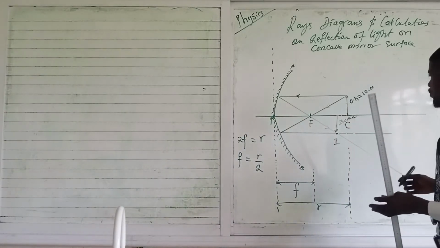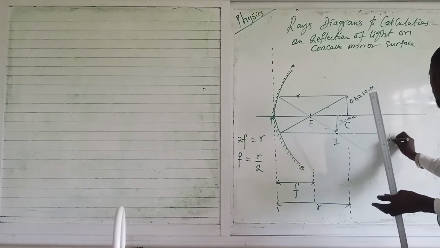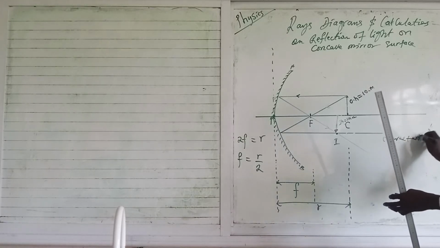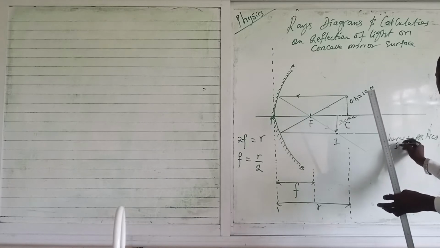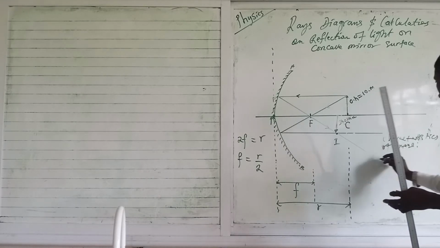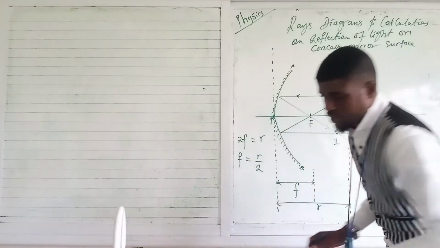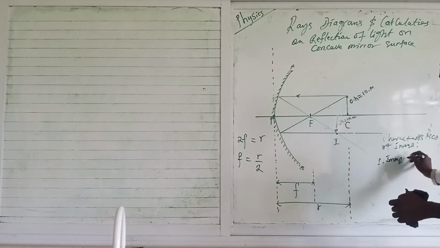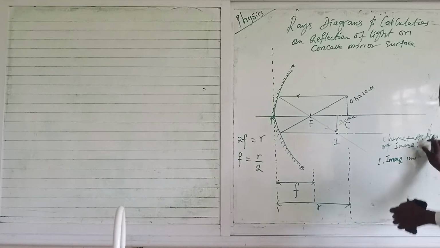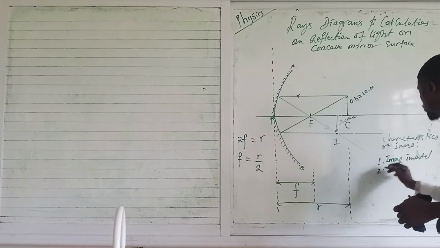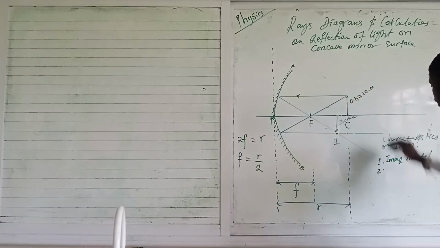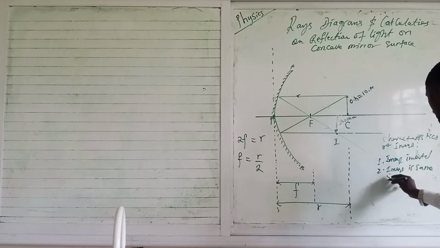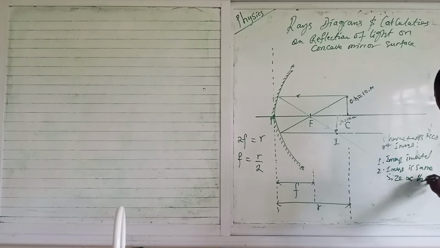So the properties of the image formed, the characteristics of the image. Number one, the image is inverted. Number two, the image is the same size as the object.